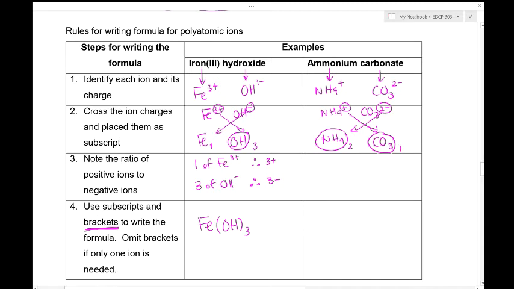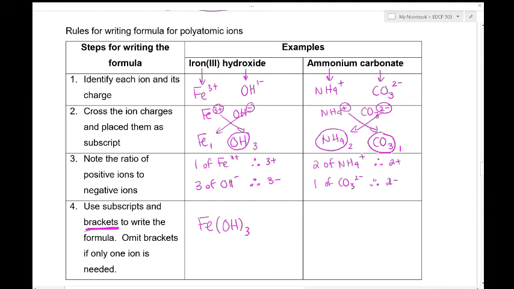Okay? That means there are 2 of NH4+, making that 2 plus charge, and 1 of CO3 2 minus, making that 2 minus charge.